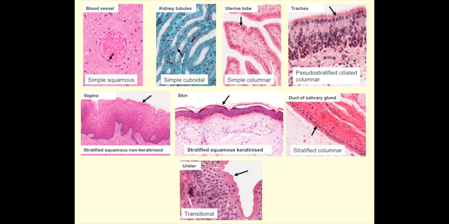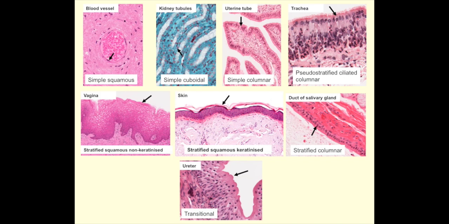We have our pseudostratified ciliated columnar in the respiratory tract, in the trachea. We have the stratified squamous non-keratinized with the nuclei all the way to the surface in the vagina. Stratified squamous keratinized, which is an example of the epidermis of the skin. Stratified columnar of the salivary gland, and the transitional epithelium, that really unique type of epithelium which enables expansion within the urinary system.